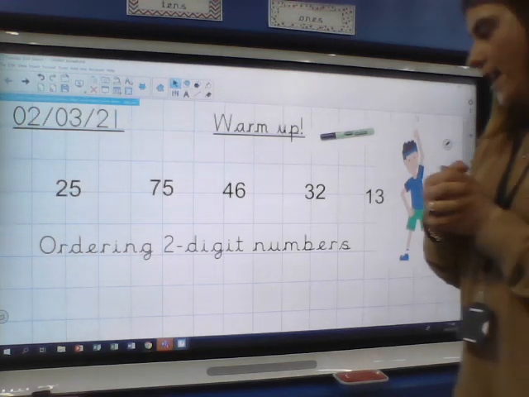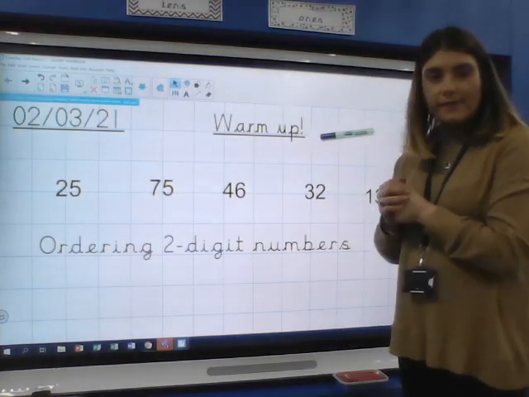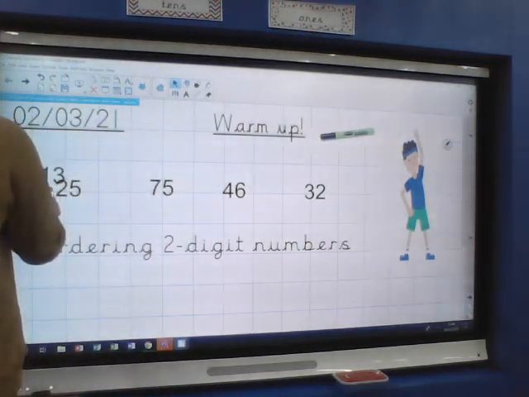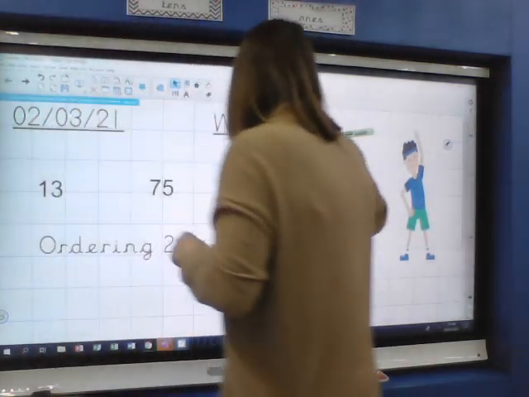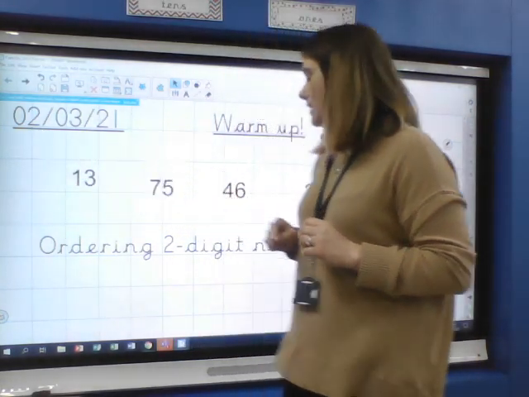Okay, how did you get on? Let's have a little look together. So, which number has got the smallest amount of tens? 13 only has one 10. We're going to move that to the start. So 13 should be the smallest number in your sequence.